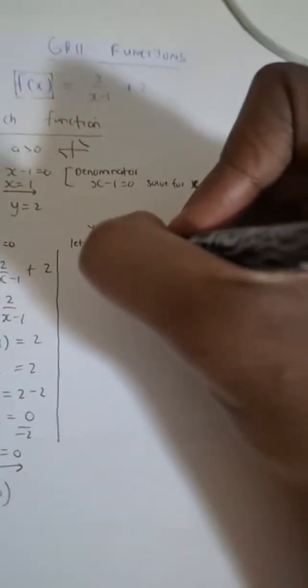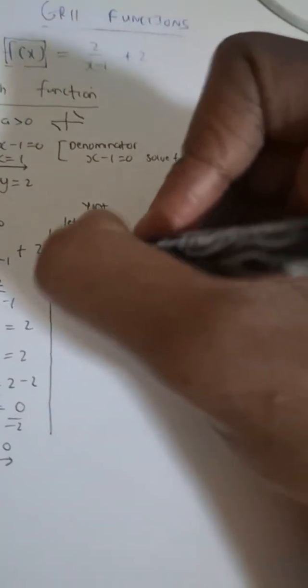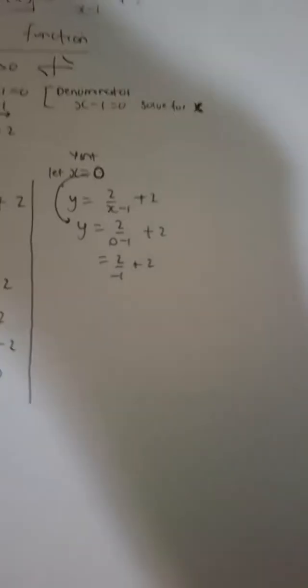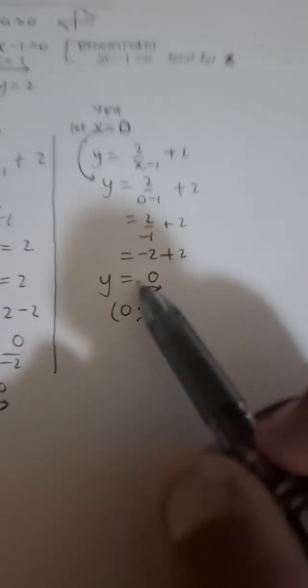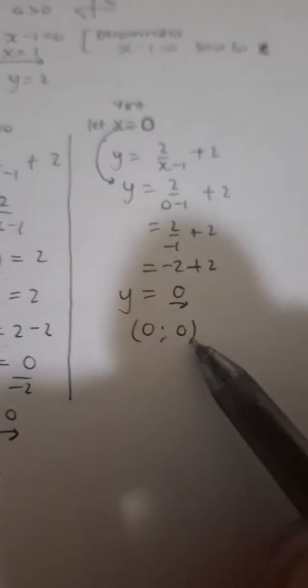Then in the same vein, guys, we let x be equal to 0. We go to the function y is equal to 2 over x minus 1 plus 2. Remember, we said we're going to let x be equal to 0. So y is equal to 2 over 0 minus 1 in the denominator. 0 minus 1 gives us 2 over negative 1. Then 2 divided by negative 1 gives us negative 2 plus 2. Then negative 2 plus 2 gives you 0. Okay, so then obviously that means our y-intercept is given by y is equal to 0, but when we write the coordinates, we write them as 0, 0.